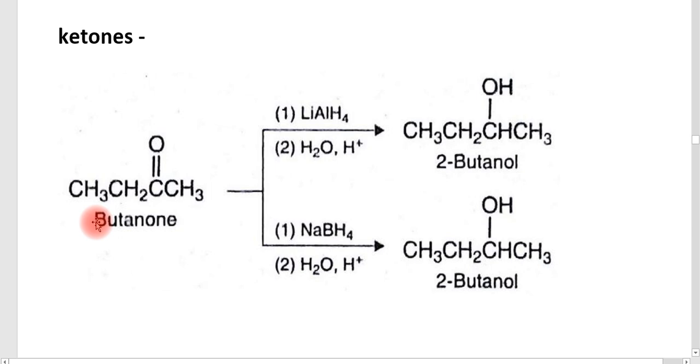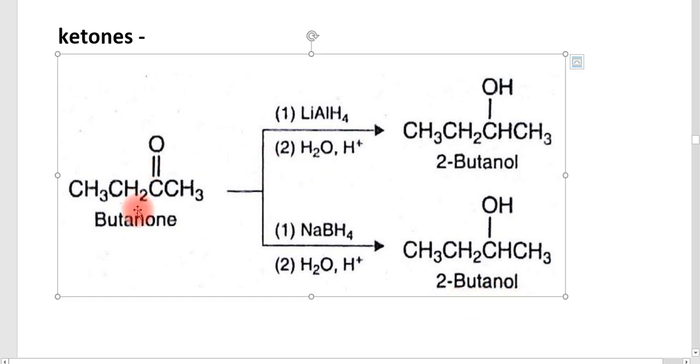And here ketones, you can see the ketone is converted in the presence of lithium aluminum hydride into a secondary alcohol. Butanone is converted into 2-butanol, and in the presence of sodium borohydride, after that it undergoes hydrolysis, it is converted into a secondary alcohol, 2-butanol. That means the ketone can be converted into a secondary alcohol both in the presence of lithium aluminum hydride and in the presence of sodium borohydride.